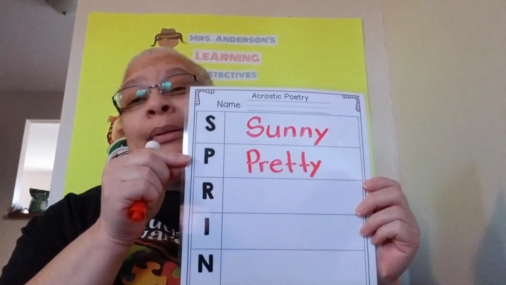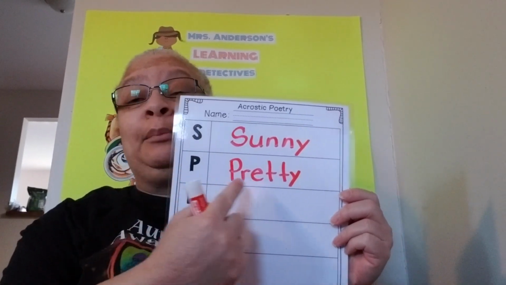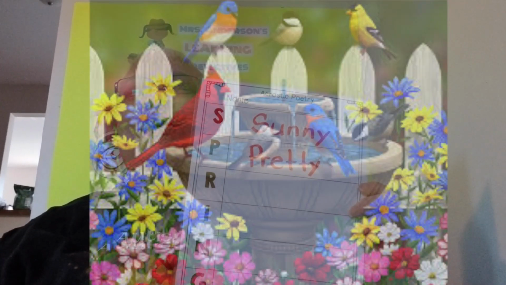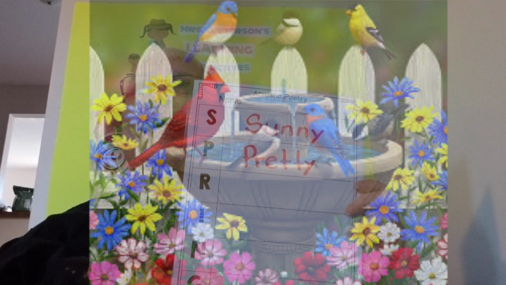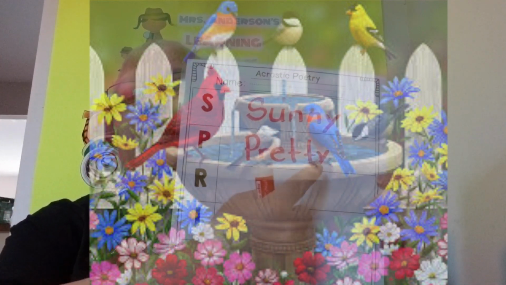So the next letter is P. And to me, spring is pretty. You see all the birds, they're flying. Some of them have red breasts. Some of them are yellow, some of them are blue. They're just so beautiful. There are flowers coming up. Everything, the trees are blooming. So for P is pretty.